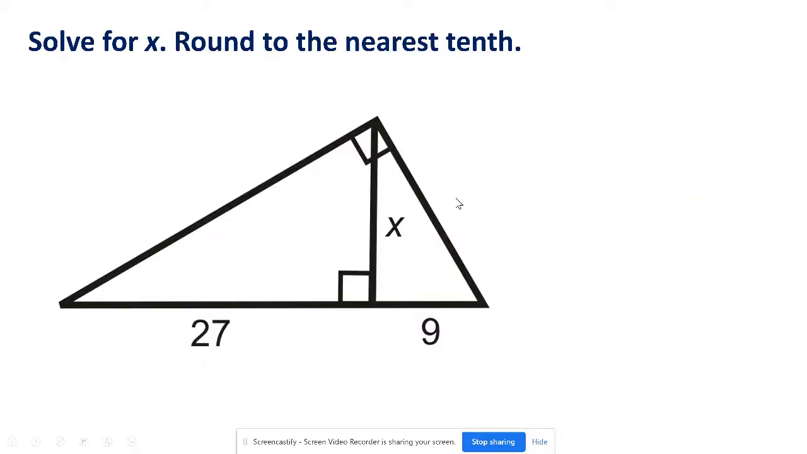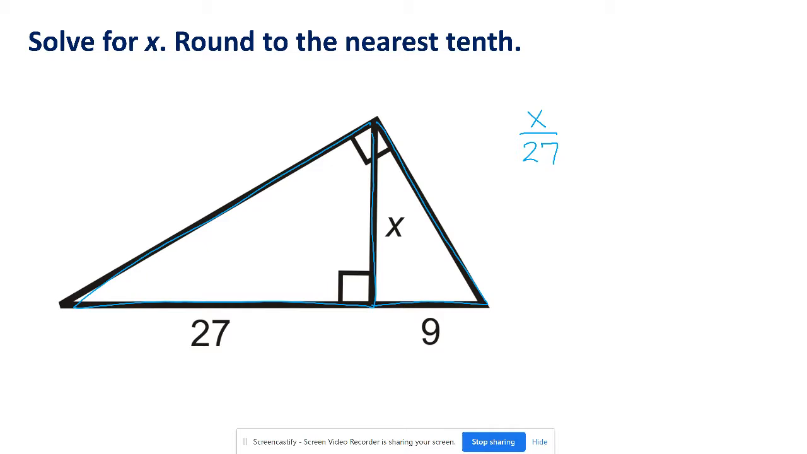It says solve for x rounded to the nearest tenth. So what we're going to do is take the two triangles that we get when we put this altitude down the middle here, so that we got a triangle on the right, triangle on the left. And let's start with the one on the left. The two legs are x and 27. So we're going to make x over 27. X is the short leg, 27 is the longer leg.